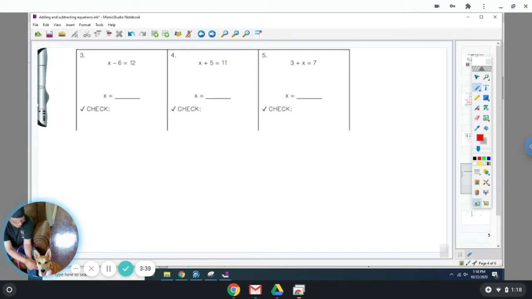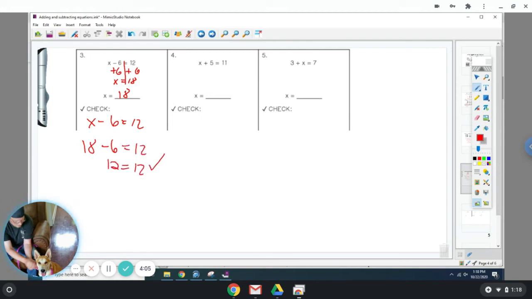Okay, so now we're just going to do it without the models. So here if x minus 6 equals 12. So since that 6 is being subtracted, you're going to add 6 to both sides. So then you have x is equal to 18. So now the way we check it is you have the equation x minus 6 equals 12. So you're going to take away the x and you're going to plug in the 18 to see if it's true. So 18 minus 6 is 12, and 12 equals 12.